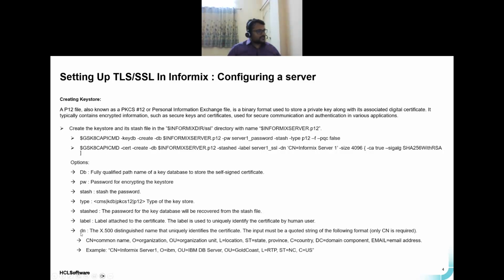And DN is the distinguished name. We can provide details like the common name of the certificate, organization, organization unit, location, state, province, country, and email. All these details we can provide with DN. Here is an example of how we can provide DN, where I mention a small CN, common name, as informix server 1.